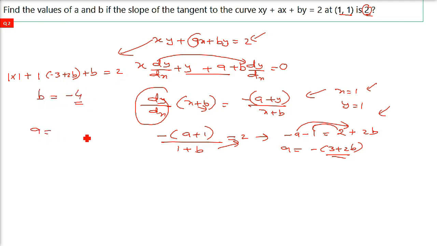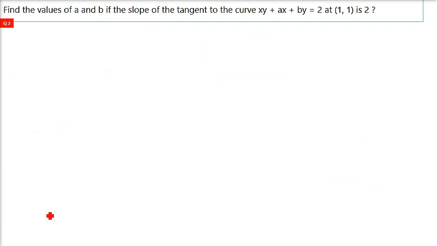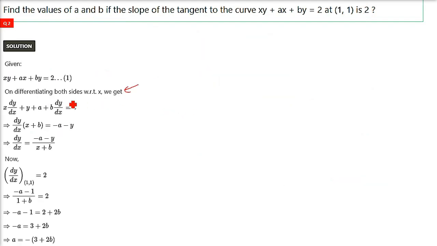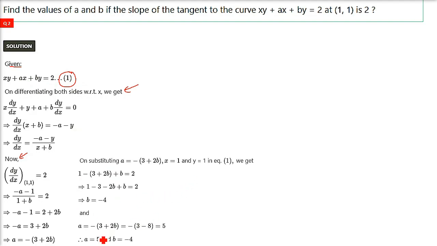And since a is already there, just put b as negative 4. You will see that a comes out as 5, with b already computed as minus 4. Now we have b and a, which is what was to be found in this question. Let me show you the solution so that you have a reference for how to write it step by step. All this explanation was on differentiating, but ultimately the examination is to be written by you.